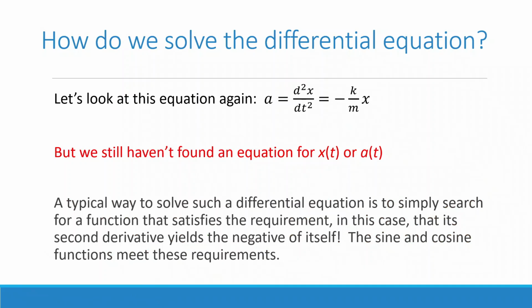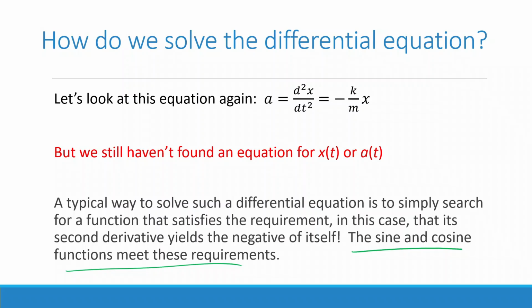So what mathematicians would have done to solve this problem is they would have looked at different functions and figured out what function would meet this requirement that d squared x over dt squared is equal to negative k over m times x. Well, what ends up happening is the powers that be figured this out. And they figured out that some sort of sine and cosine function could meet these requirements.